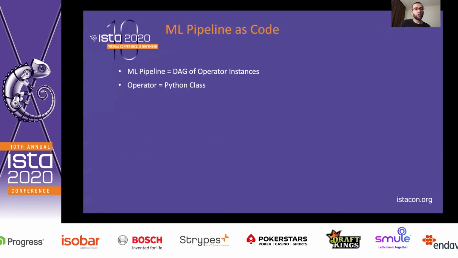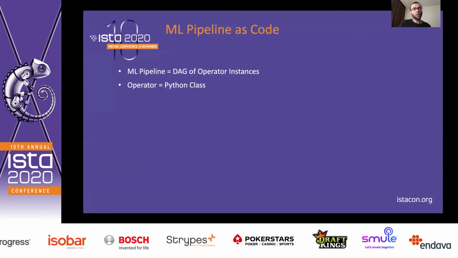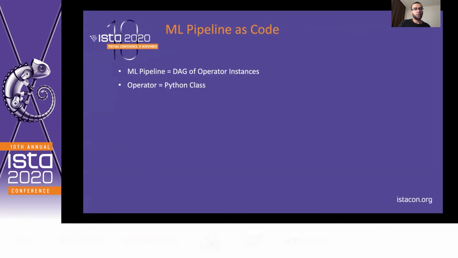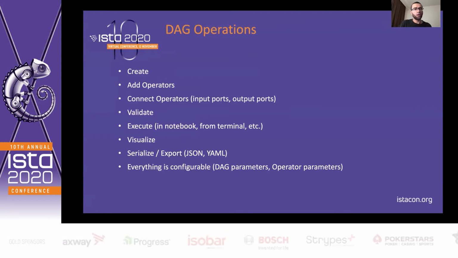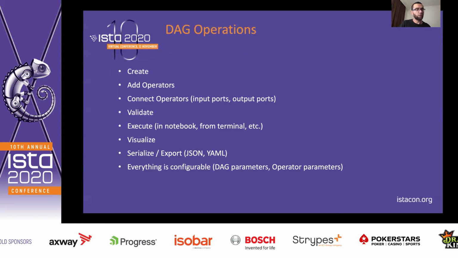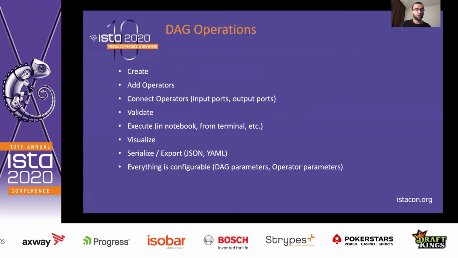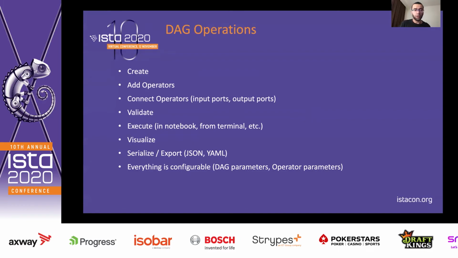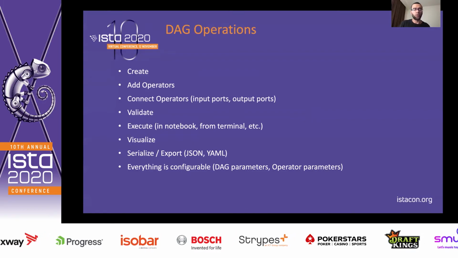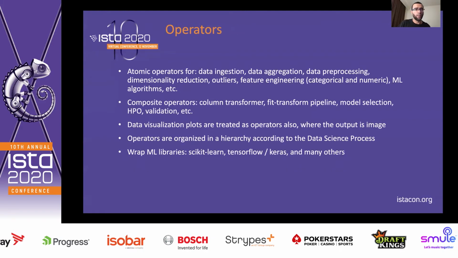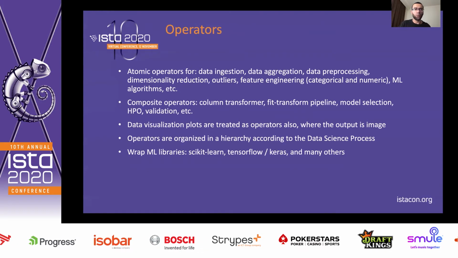Okay, so machine learning pipeline as code. Let's continue. So as I mentioned, we have a DAG of operators. And for these operators, if you're coding them in Python, for example, they will be Python classes. So on the DAG level, you will have the operations to create your DAG, to add operators, connect operators, to execute your DAG, to visualize, serialize, and you should make everything configurable on the DAG level and on the operators level.